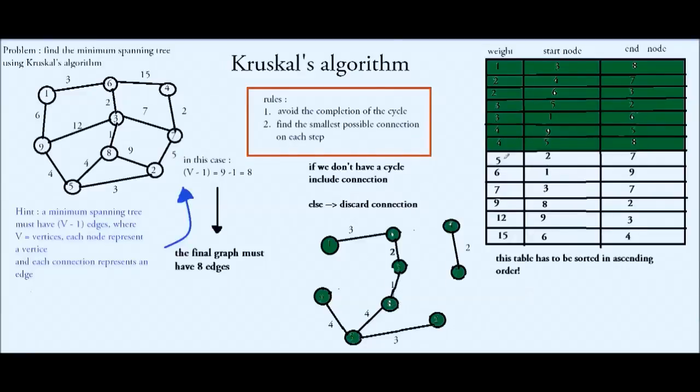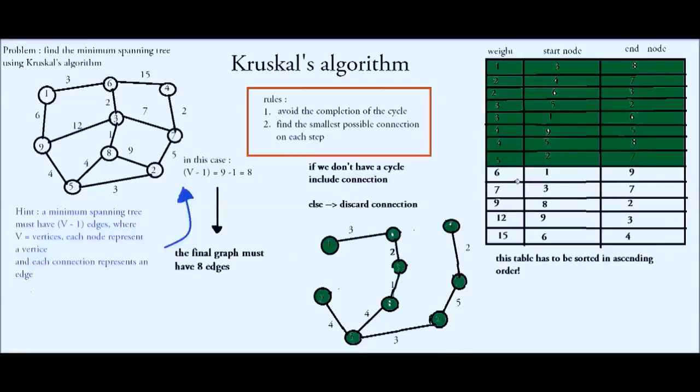Now we're going for the weight of 5 from 2 to 7. Weight of 5 from 2 to 7. So if we add this, would we get a cycle? Well, no, you would not get a cycle. So you can just add this one as well. And we're gonna copy this part like this. Okay, now again we're gonna remove the ones that we do not need and color green. I mean, you don't have to.